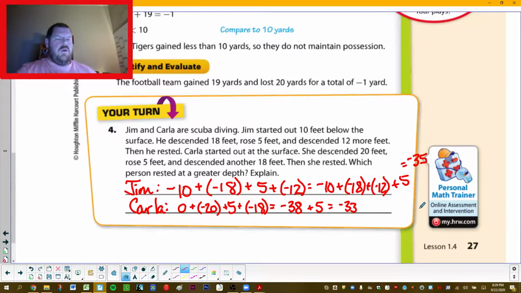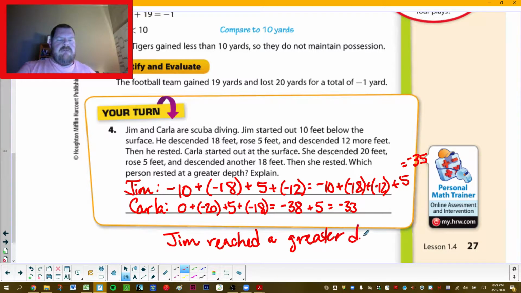So who ended up at a greater depth? Who was lower? Well, Jim was. We would say that Jim reached a greater depth. He made it farther down. Okay. All right, I think that's about it.